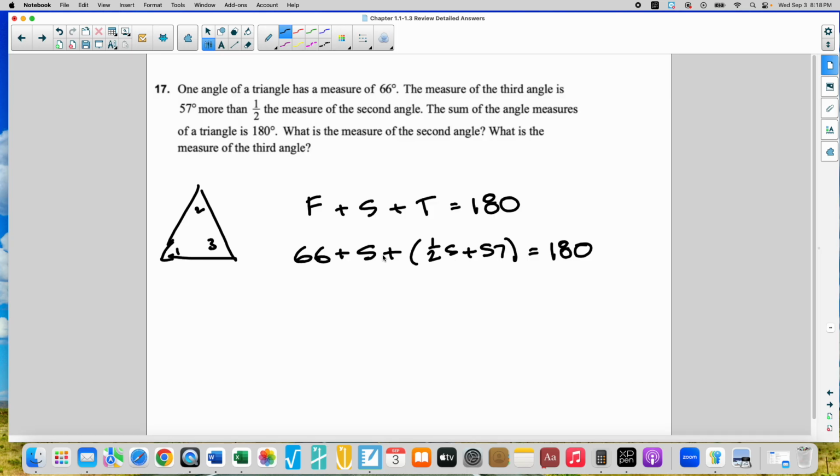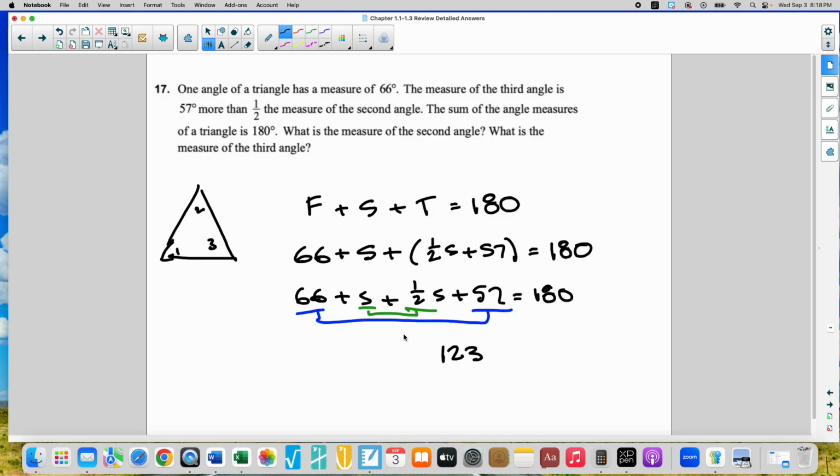So notice we only have one variable. That's not a distribution. We're just adding those. So that equals 66 plus S plus 1/2 S plus 57 equals 180. Let's combine like terms. We got 66, we got 57. Those are like terms. We have S and 1/2 S. 66 plus 57 is going to give me 123. S plus 1/2 S is 1 and 1/2 S plus 123 equals 180.